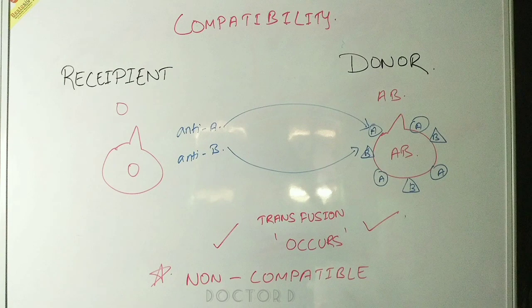And finally, we are taking the final example of the recipient being O blood group and the donor being AB. The person with O blood group has both antibody A and antibody B in plasma, whereas the AB donor has A and B antigen, represented by blue circles and blue triangles respectively, present on the surface of RBC. Hence, the anti-A and anti-B antibodies will react with the A and B antigen present on the donor RBC. Hence, a transfusion reaction occurs.